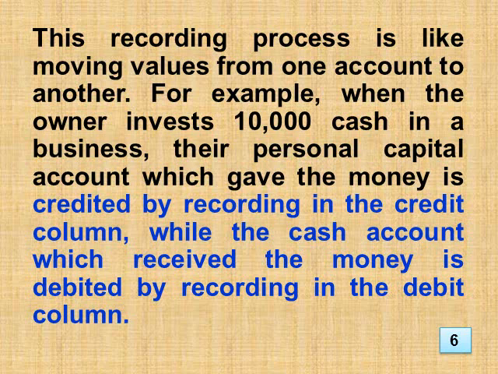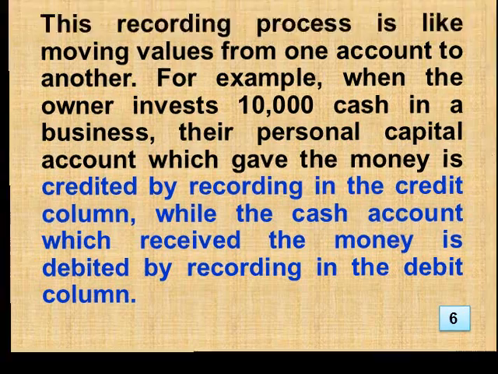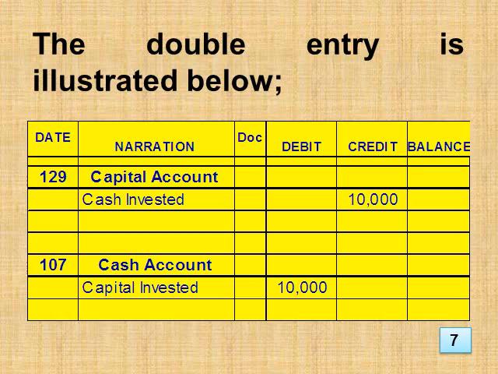This recording process is like moving values from one account to another. For example, when the owner invests $10,000 cash in a business, their personal capital account, which gave the money, is credited by recording in the credit column, while the cash account, which received the money, is debited by recording in the debit column. The double entry is illustrated below.